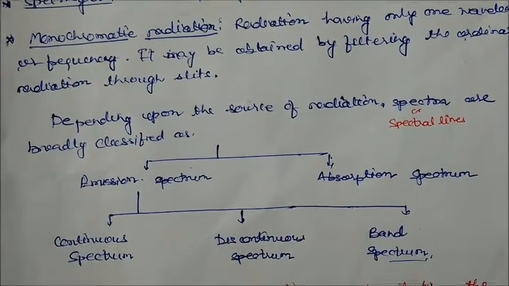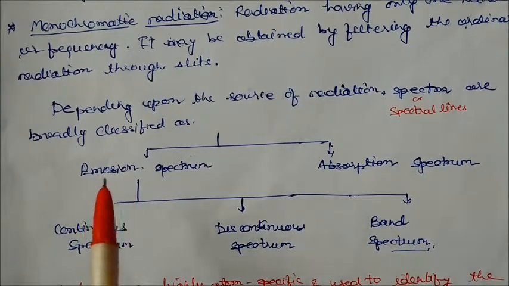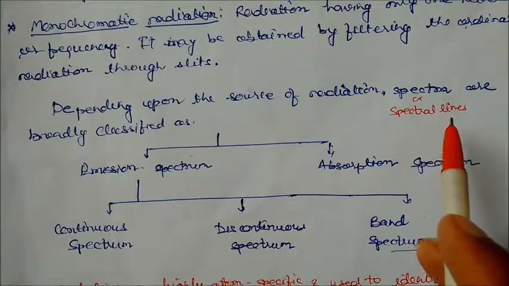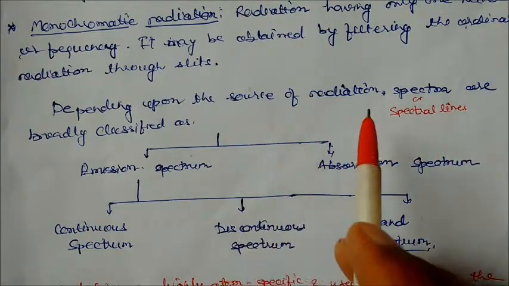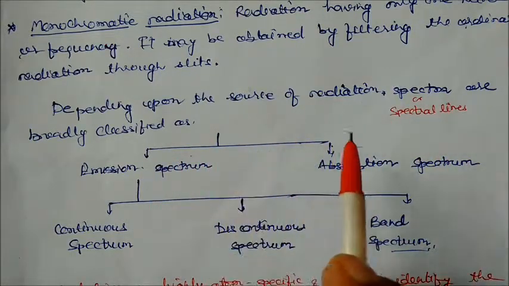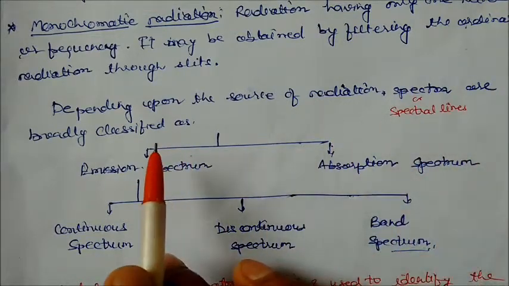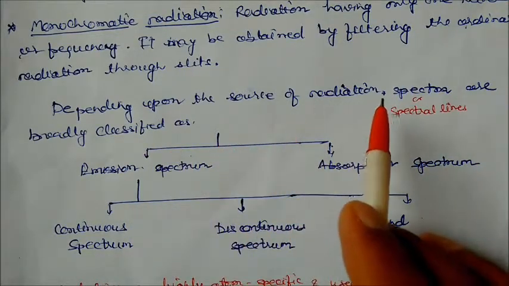Depending upon the source of radiation, spectra are broadly classified. Spectra means here we are dealing with the spectral lines. Spectral lines means like violet lines, like red lines. These are actually spectral lines having characteristic wavelength. So these spectra are broadly classified as per the source of radiations.